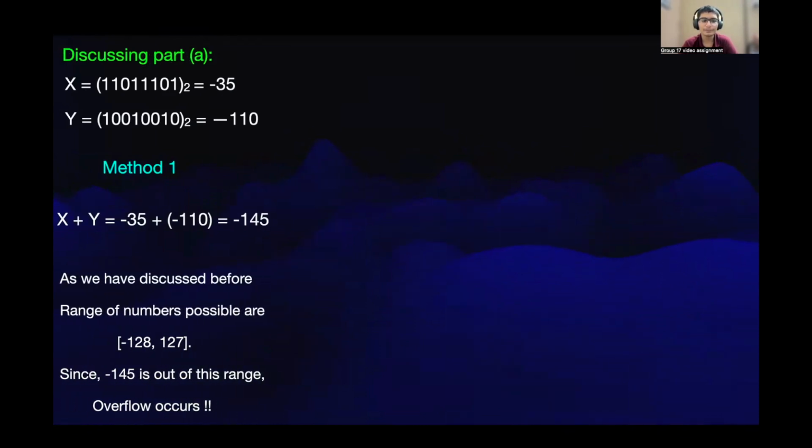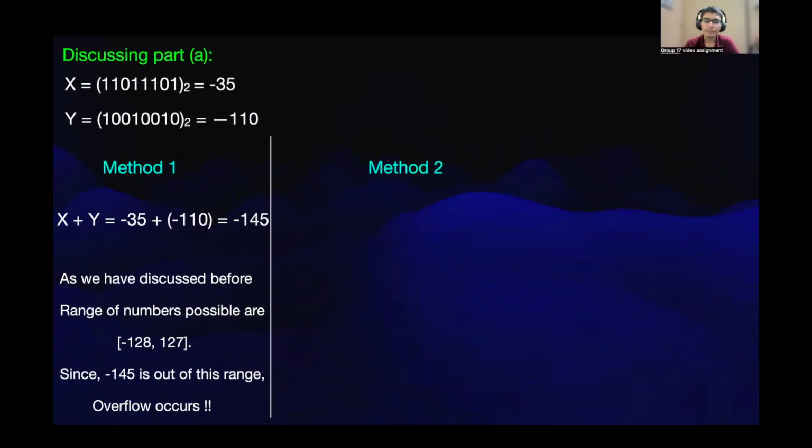As we have discussed before, range of numbers possible are minus 128 to plus 127. Since minus 145 is out of this range, overflow occurs. Now, we will go to method 2. In method 2, we are going to use carry in and carry out concept, for which we have to add x and y using binary addition, as shown below.